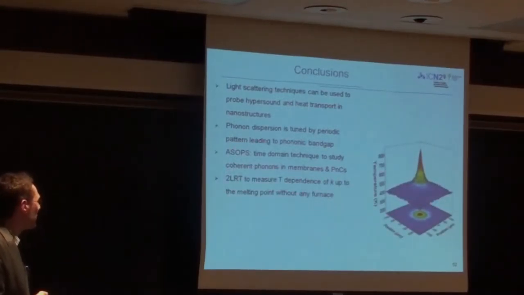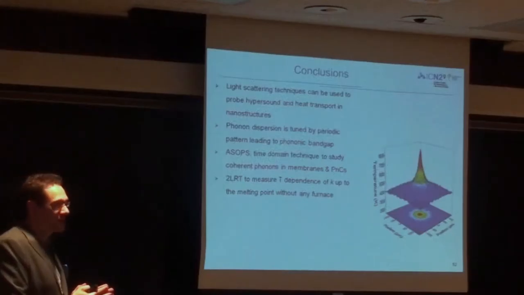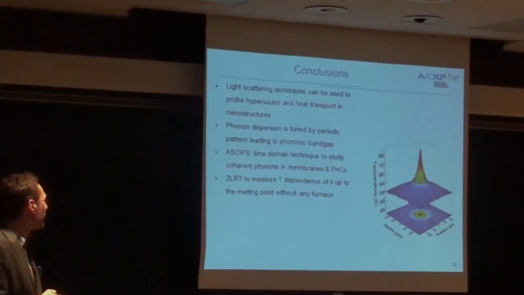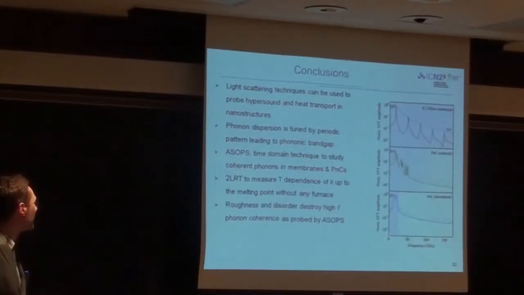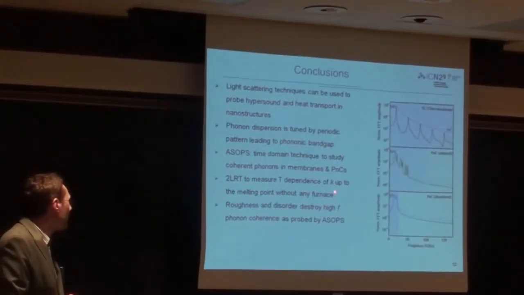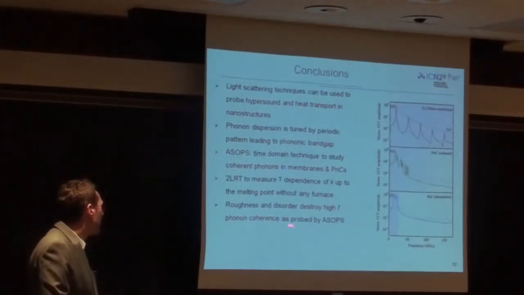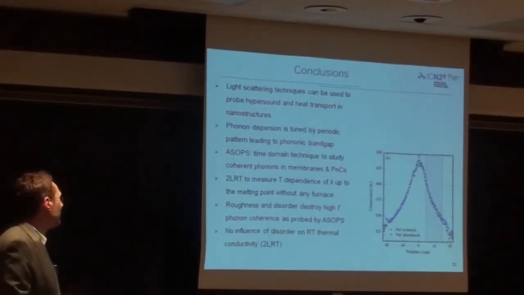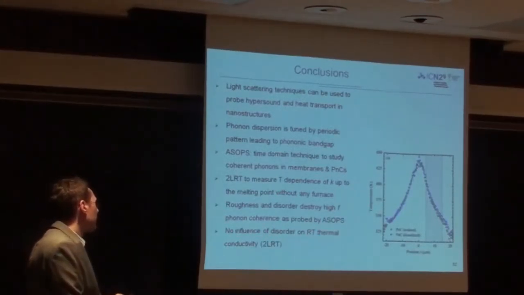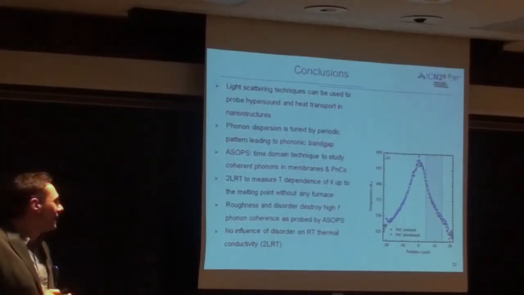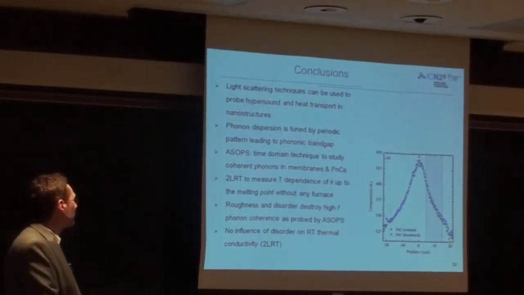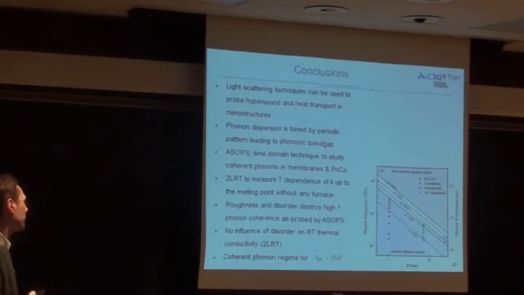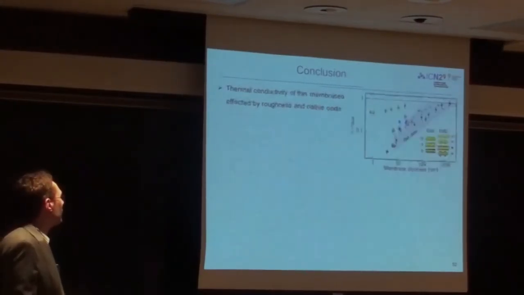We've also seen that two-laser Raman thermometry can be used to measure the temperature dependence of the thermal conductivity up to the melting point without the need of any furnace or additional boundary conditions. We've seen that roughness and disorder destroy high-frequency phonon coherence as probed by the coherent acoustic phonons in this time-domain spectroscopy approach. And we've also seen that there's no influence of disorder on the room temperature thermal conductivity in these ordered and disordered phononic crystals. And also that you can somehow define a coherent phonon regime as a function of the roughness.